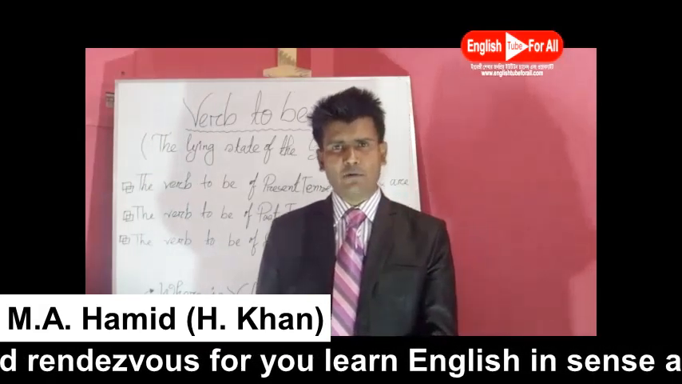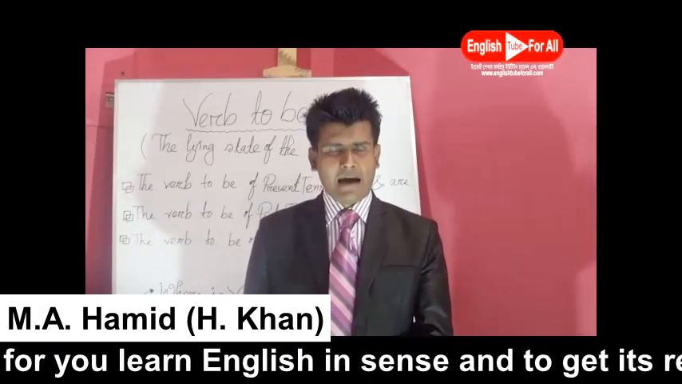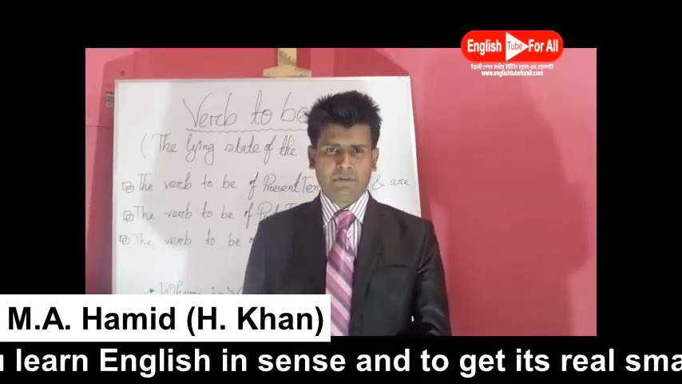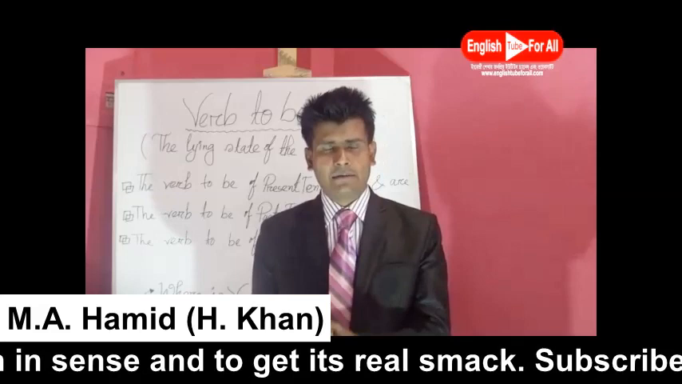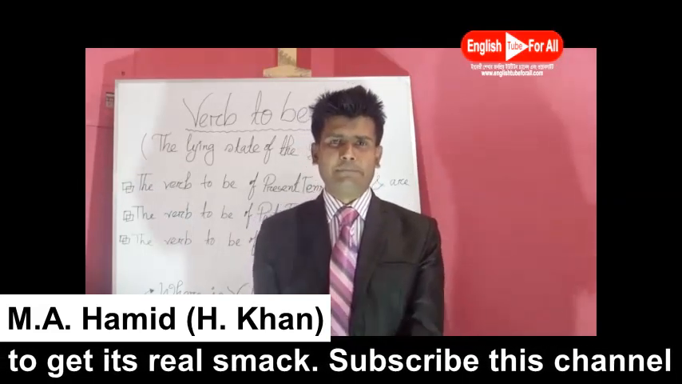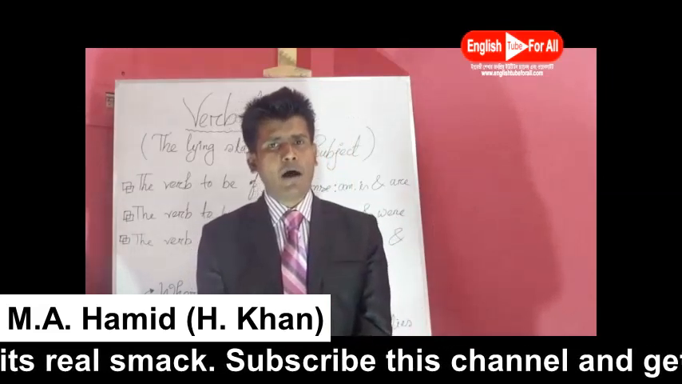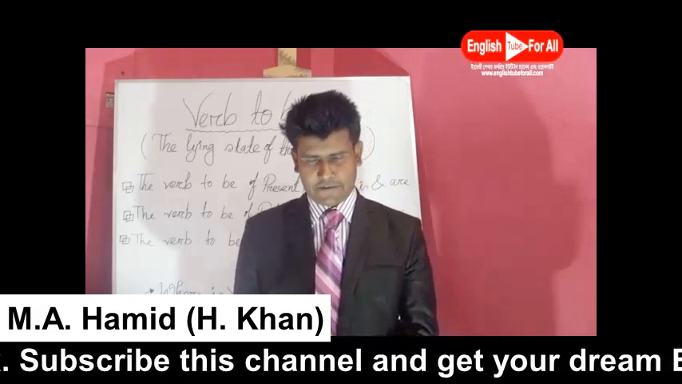Now I am going to tell you that the Verb To Be's of present tense are am, is and are. The Verb To Be's of past tense are was and were. The Verb To Be's of future tense are shall be and will be. Obviously, you are able to understand what I am talking about, the Verb To Be's of all the tenses.